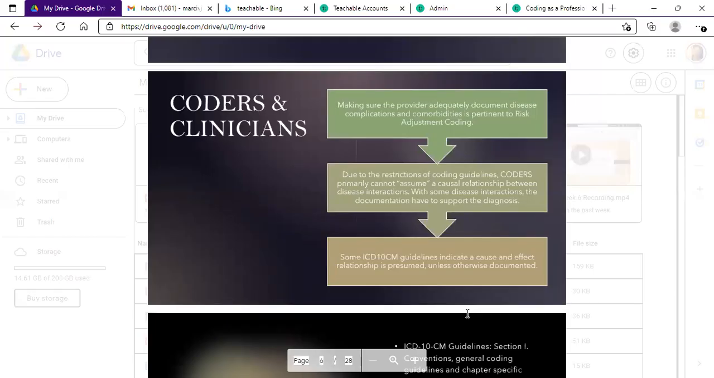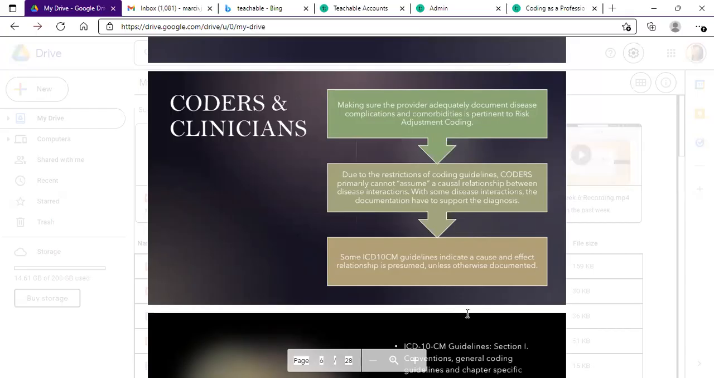The clinician doesn't have to put "with" diabetes or "due to." This is one of these diseases that I automatically assume there's a cause and effect, unless the clinician clearly documents and says this CKD is not due to diabetes. It's due to a renal cancer. Their CKD, their chronic kidney disease, is due to renal cancer, and it's not due to the diabetes. So that's when I will not use the diabetes combination code.